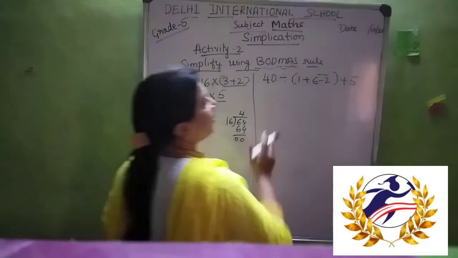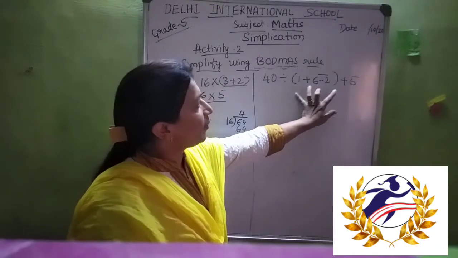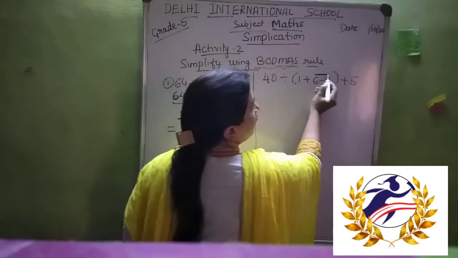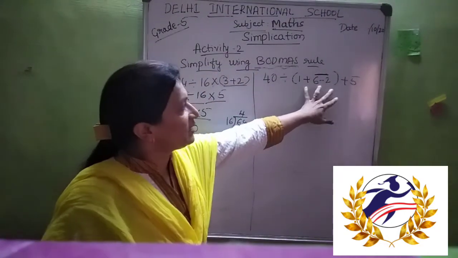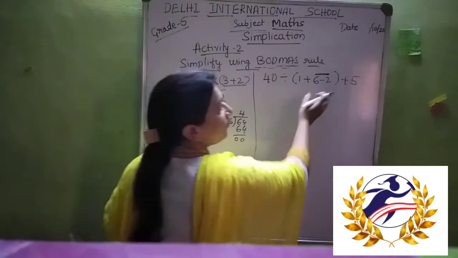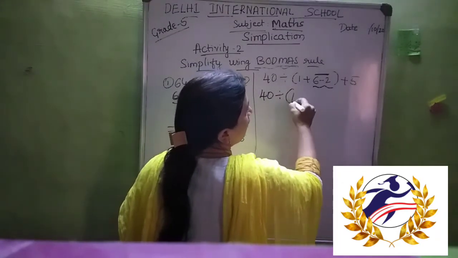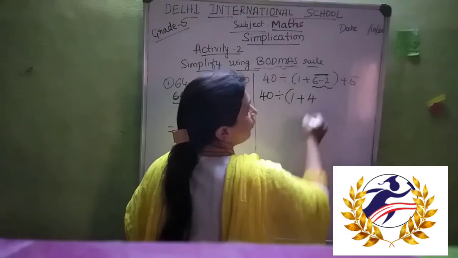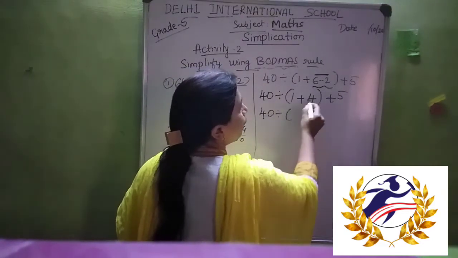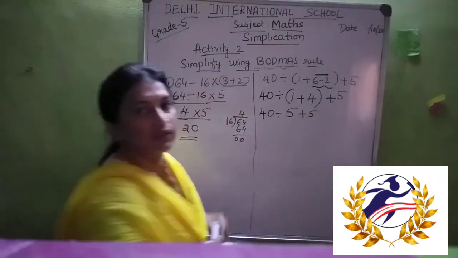In the same way, I took the next problem: 40 divided by (1 plus 6 minus 2) plus 5. Inside the bracket, wherever the bar is there, first we need to solve that one. I will write the remaining numbers as it is. 6 minus 2 is 4. Then 40 divided by (4 plus 1), and 4 plus 1 is 5. The remaining numbers I will write as it is.